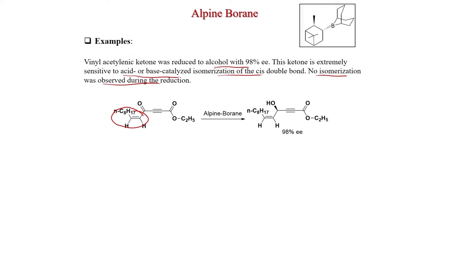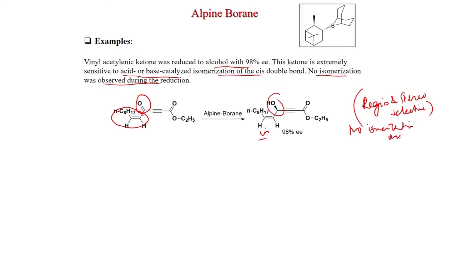So, here you can see two carbonyl groups are there. So, this is regio- and stereoselective. Because you have two carbonyl groups, selectively only this carbonyl group is reduced to the alcohol and the double bond is cis, so here also cis, so no isomerization observed. So, that means this is a very mild condition.